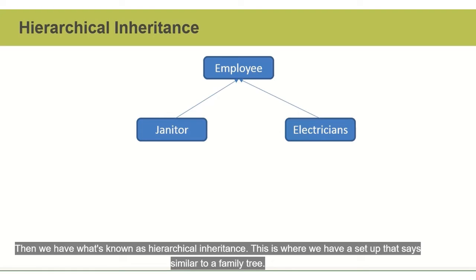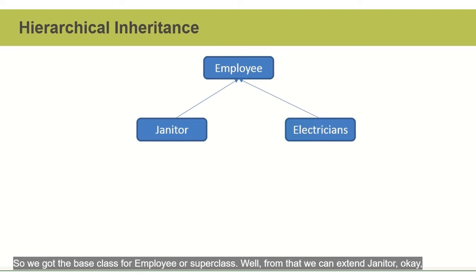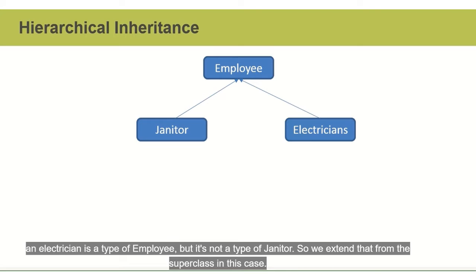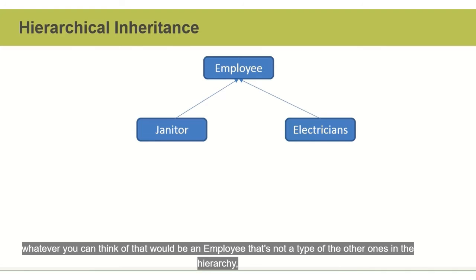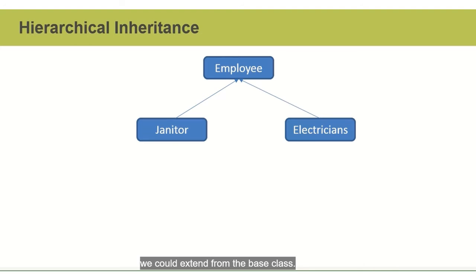Then we have what's known as hierarchical inheritance. This is where we have a setup that's similar to a family tree. So we've got the base class for employee, or superclass. Well, from that we can extend janitor, which is a type of employee. But now think about an electrician. Well, an electrician is a type of employee, but it's not a type of janitor. So we extend that from the superclass in this case. And we could also add plumbers, professors, whatever you can think of that would be an employee that's not a type of the other ones in the hierarchy, we could extend from the base class.